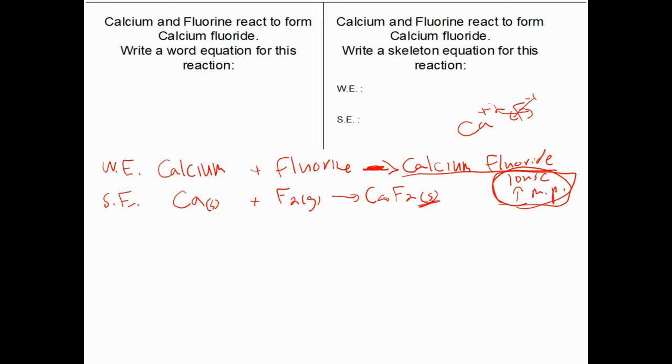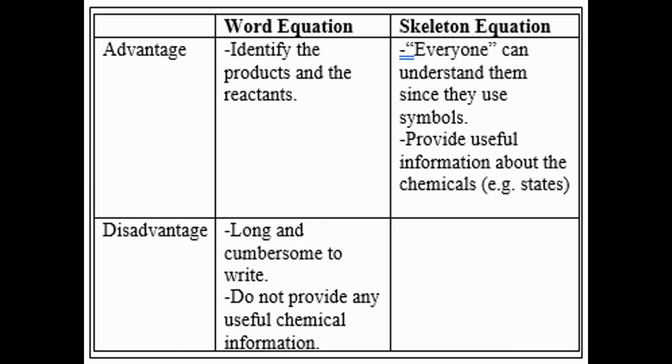Follow the periodic table for your other states of elements. And remember the Hofbrinkel and the polyatomic ion or the polyatomic molecule rules that we discussed in previous lessons and also briefly reviewed in this lesson here. So again, the two types of equations we saw in this lesson were word equations and skeleton equations. The word equations identify the products and reactants as words, but they're a little bit longer to write, and they don't really give you useful information about the chemicals, about their state. So we go to skeleton equations, which make them more universal. Everyone understands them because of their symbols and their formulas, and they give you more information about the chemicals, for example, their states.